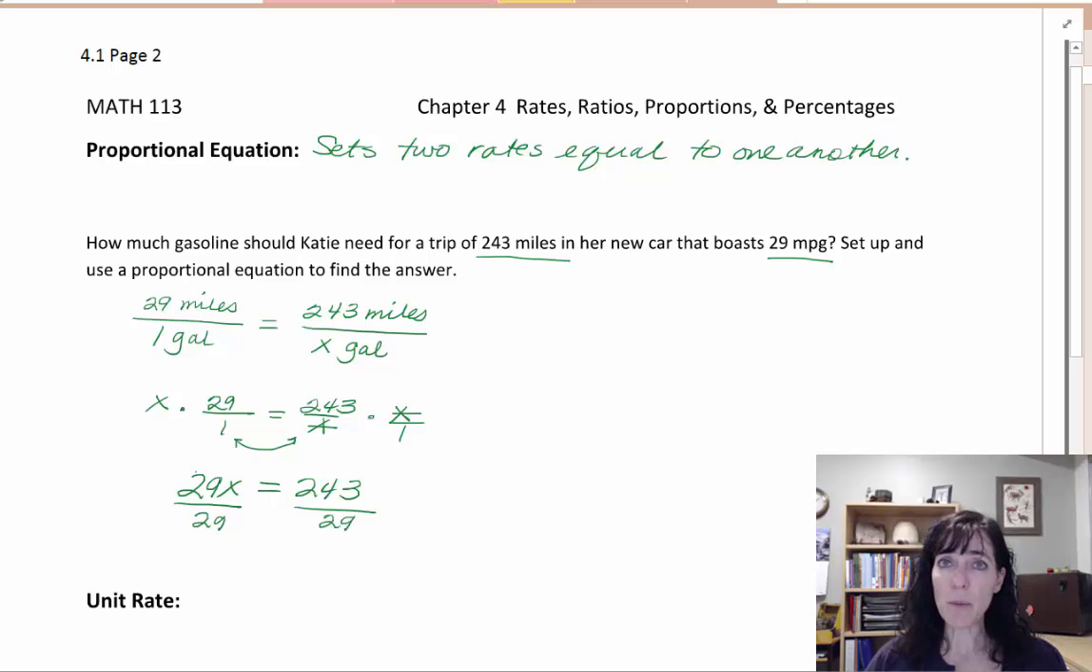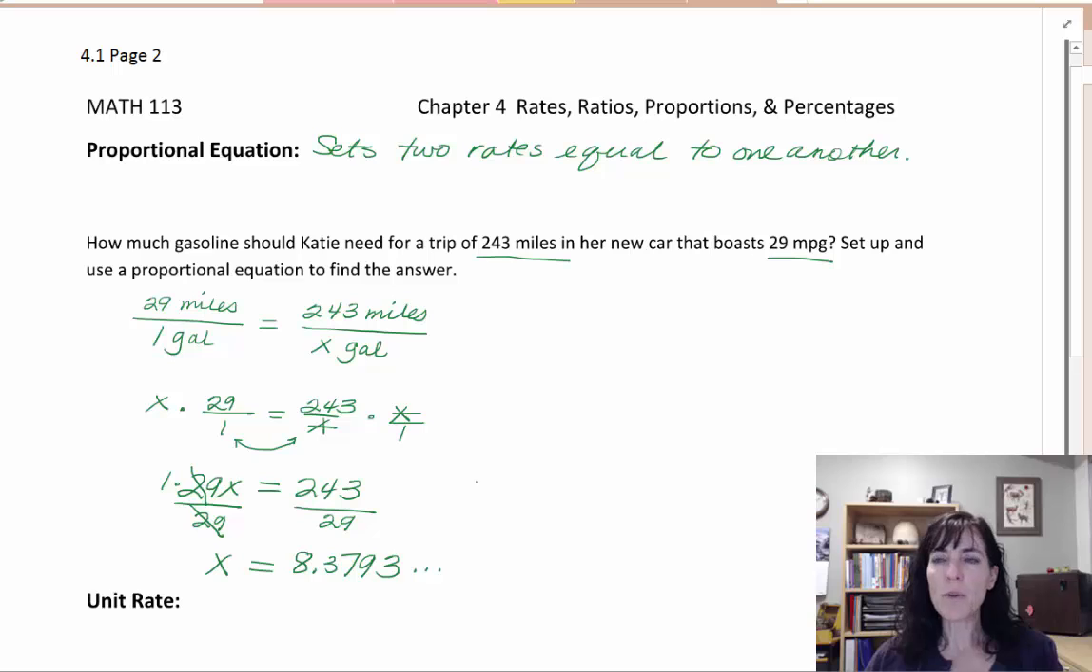And so 29 divided by itself, it's just like 2 divided by 2, you're going to get 1. So that left side is just a 1 times x, or x. And on the right hand side, I have a fraction, 243 over 29. And so again, I'll just use my calculator and divide it out. 243 divided by 29 equals, and I end up here with 8.3793, and it goes on.